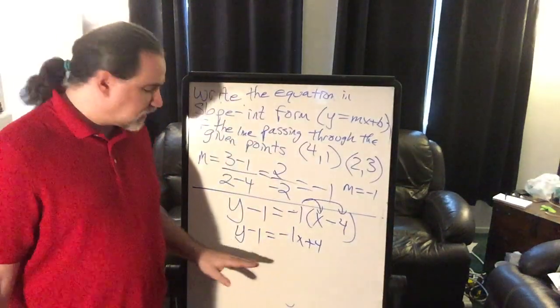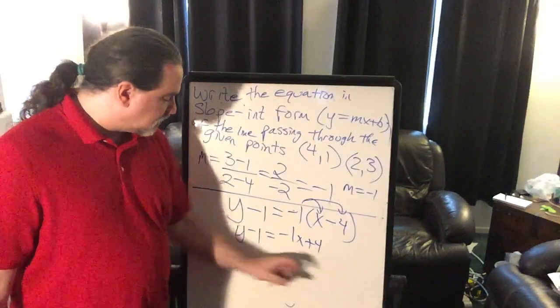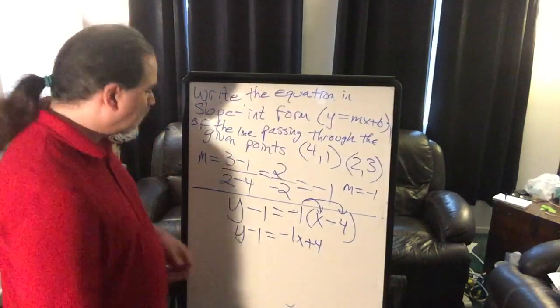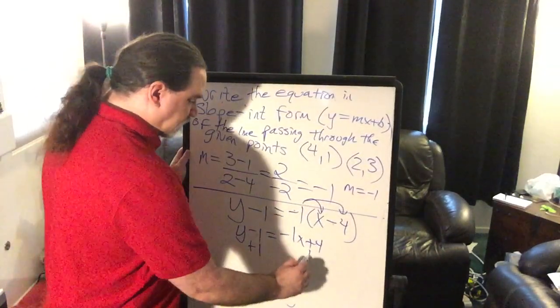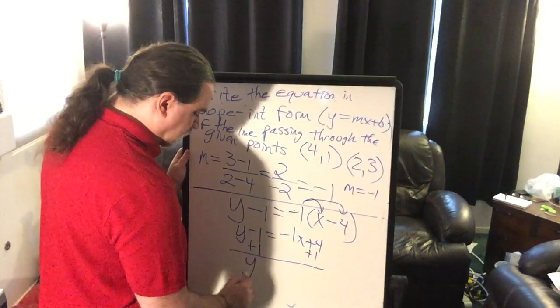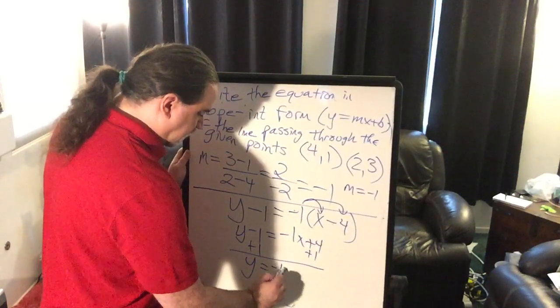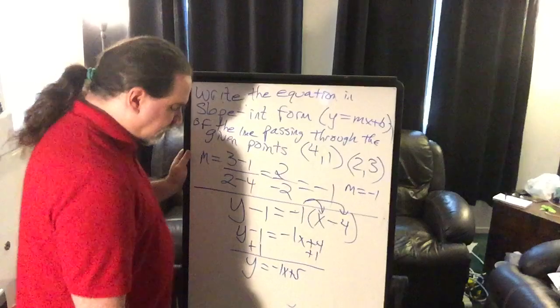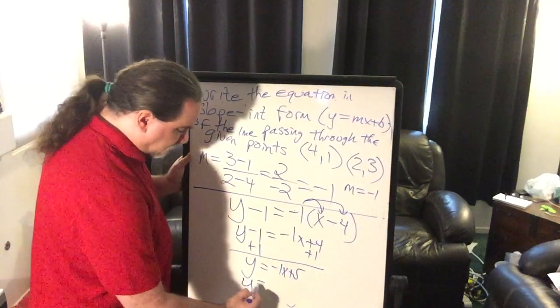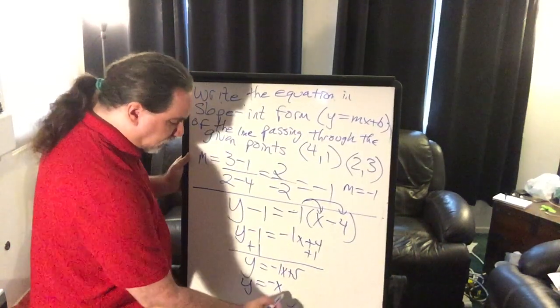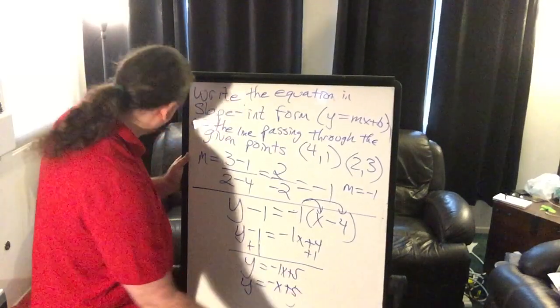You can see I've almost got it in y equals mx plus b. The only thing is, what about this -1? I'm going to add it. I'm going to get rid of it. y equals -1x plus 5. And I will even neaten this up just a tiny bit by dropping the 1 and just saying -x plus 5.